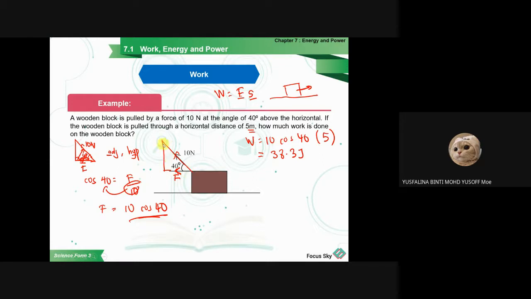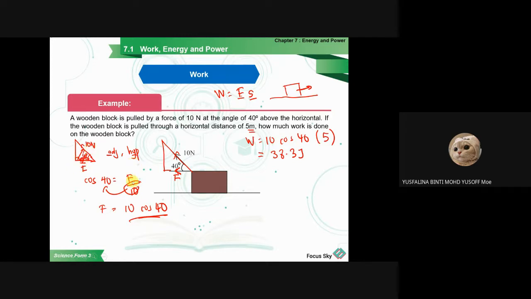All right, so then I draw the right angle triangle here. Then I label it back. This is 40 degrees, and this is 10 Newton, and you want to find F here. So then we find the relationship between the angle and the side. This is adjacent, and this is the hypotenuse. So adjacent and hypotenuse is cos. So cos 40 equals adjacent, which is F, over hypotenuse, which is 10, right?